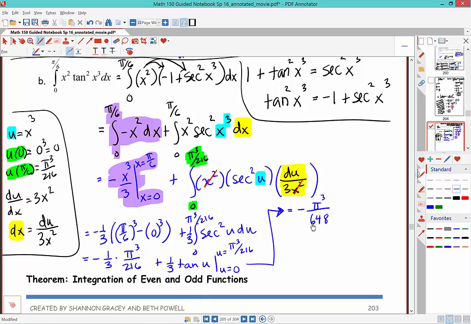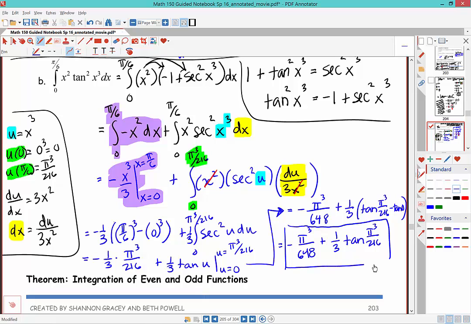Negative pi cubed over 648, and then we will have plus 1/3 times tangent at pi cubed over 216 minus tangent at 0. So this is negative pi cubed over 648 plus 1/3 times tangent at pi cubed over 216, and that's it. If you need to get a decimal equivalent, you can, because tangent at 0 is 0.